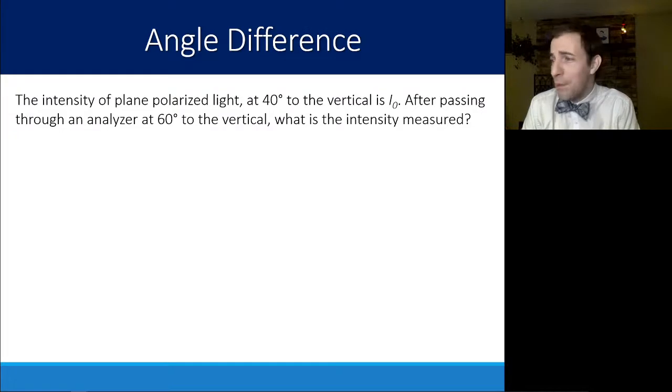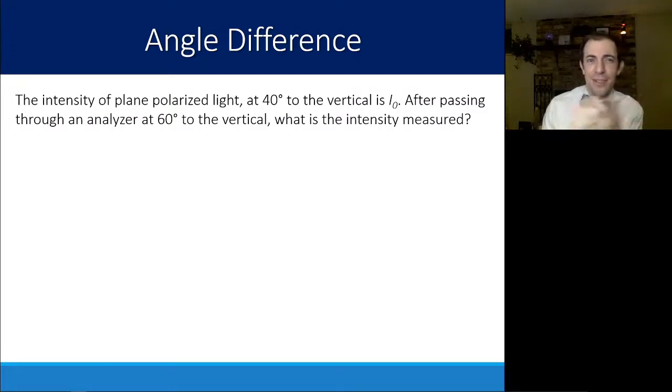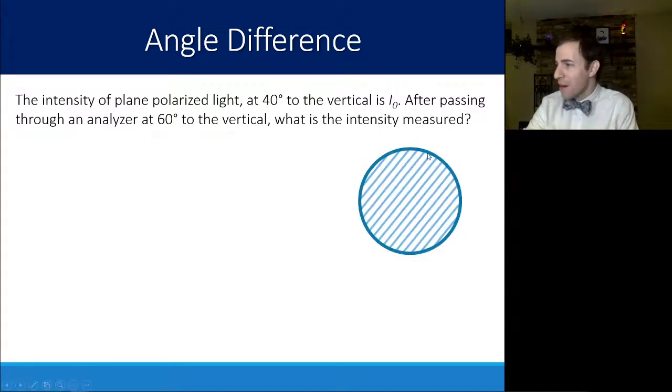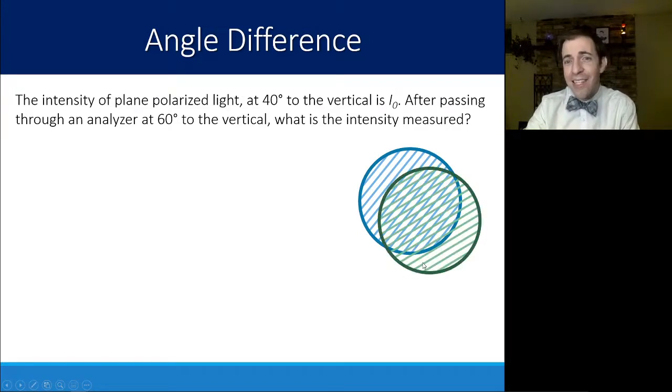Here's a sample problem. The intensity of a plane polarized light at 40 degrees to the vertical is I naught. After passing through an analyzer at 60 degrees to the vertical, what is the intensity measured? So here, we're not ever dealing with perfectly vertical light. Instead, we're starting with light that's already been polarized. It was polarized at 40 degrees to the vertical. Now we're adding an extra filter that's at 60 degrees to the vertical. All we really care about, though, is the difference between these two.